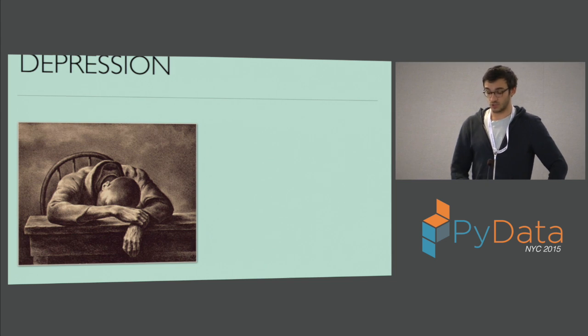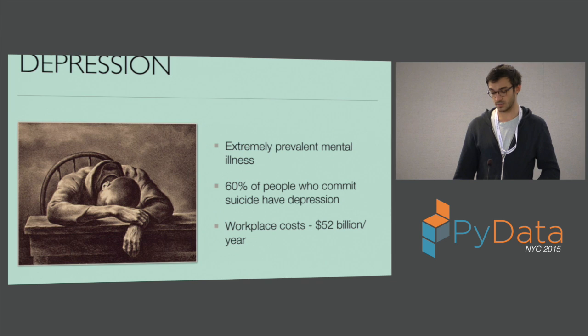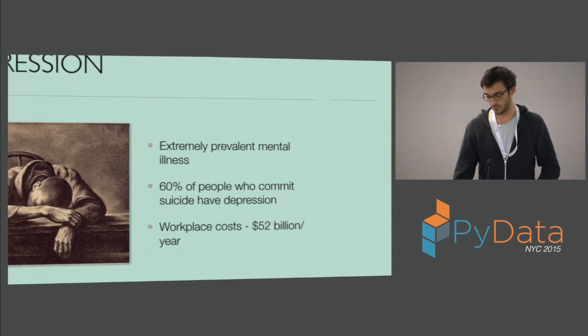I'm going to talk about depression. Depression is an extraordinarily important issue. Over 300 million globally have depression, and it's really expensive to treat, right? Workplace costs, it's a really expensive issue. Workplace costs associated with people leaving work for depression cost $52 billion per year in the United States alone.